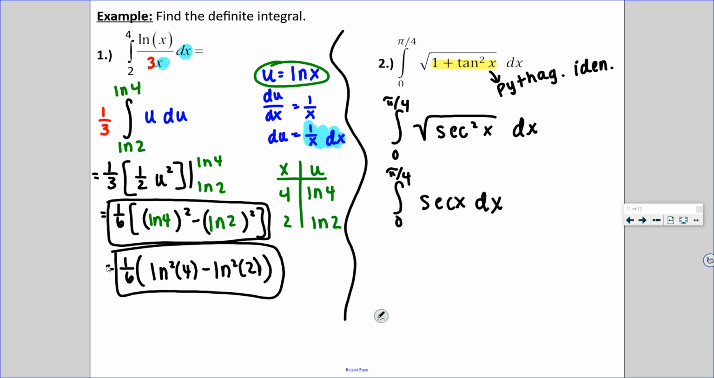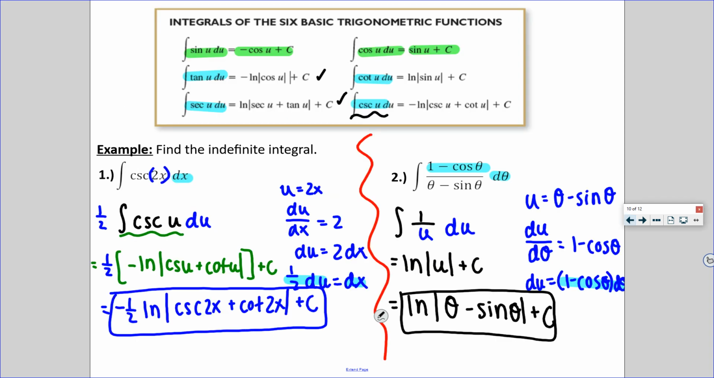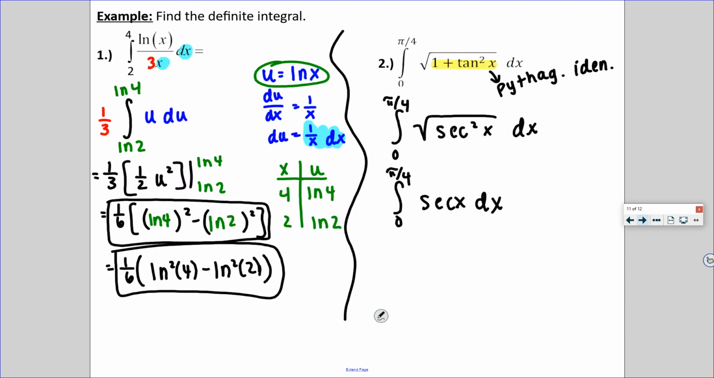And now I can use this cheat sheet. Now I know what the antiderivative of secant is. That was one we proved. It's right here. It's the natural log of the secant of u plus the tangent of u. Okay, so this antiderivative will be the natural log of the absolute value of the secant of x plus the tangent of x. And then we just plug in our bounds.